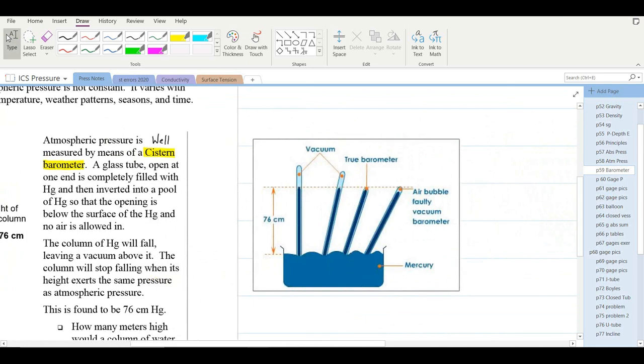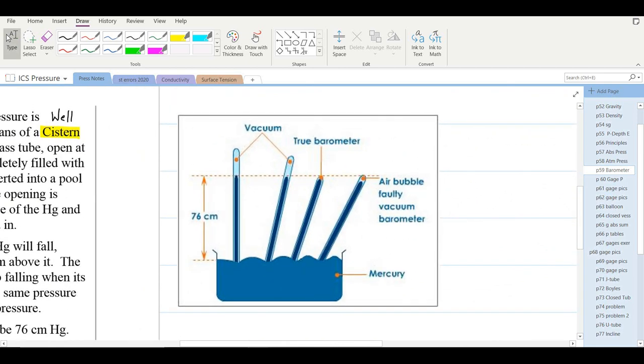Now, I actually forgot what book I scanned this from. My apologies to the publisher, I just don't remember. But it's a good picture.